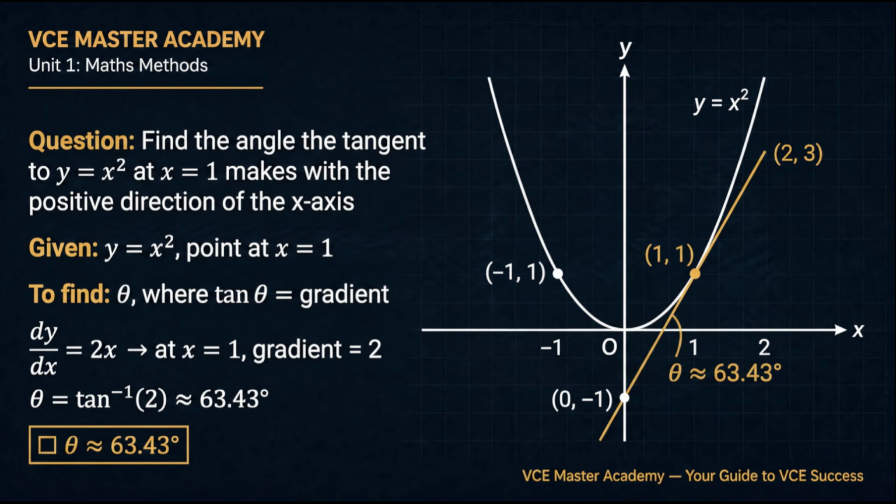It catches calculator slips. Now inverse tan of 2, calculator in degree mode. 63.43 degrees to 2 decimal places. Steeper than 45, just as predicted. Box it. Theta is about 63.43 degrees.